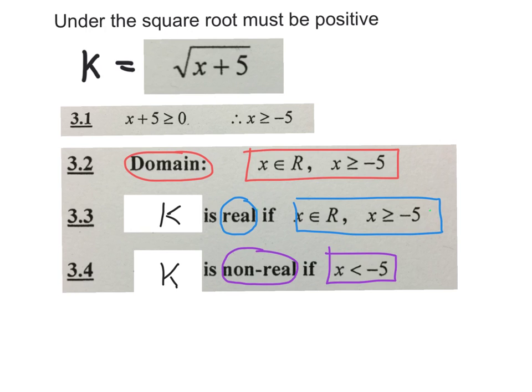The next time they might ask you, for what value of x is this k non-real? Then your answer will be x is smaller than minus 5 will make this non-real. Non-real meaning bad, not working.